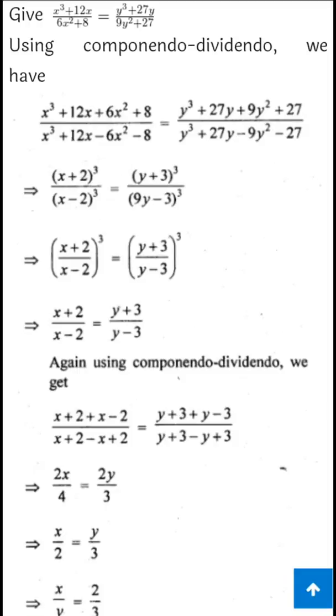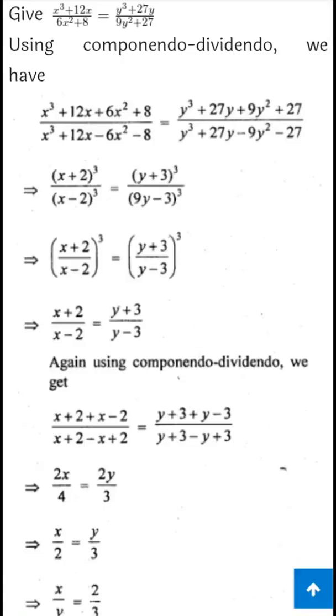Again, the same identity applies on the right hand side. We have y cube plus 27y plus 9y square plus 27, which can be written as y plus 3 whole cube, and in the denominator y cube plus 27y minus 9y square minus 27, which can be written as y minus 3 whole cube. Let me repeat these identities, students, it should be very clear: a plus b whole cube and a minus b whole cube. Once that part is clear, it won't be difficult at all.